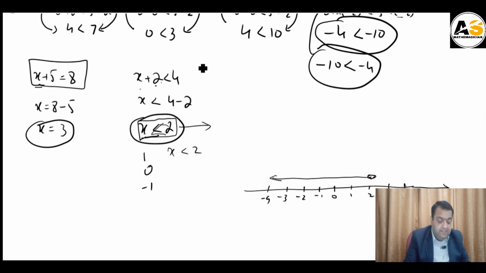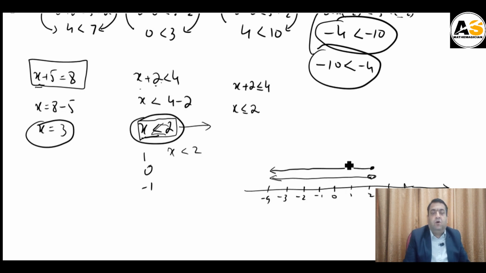If the inequality is like this, x plus 2 is less than or equal to 4, then we write x is less than or equal to 2. Then this hole will be filled and this will be a dot instead of a hole. So this is the solution of this inequality. So we generally represent the solution of any linear inequality in one variable on a real line with the help of this graph. We plot it like this.